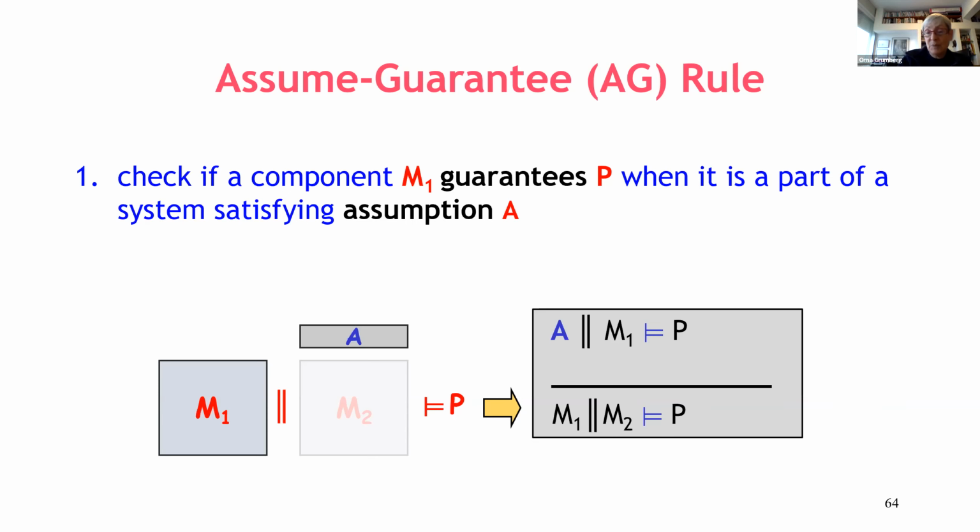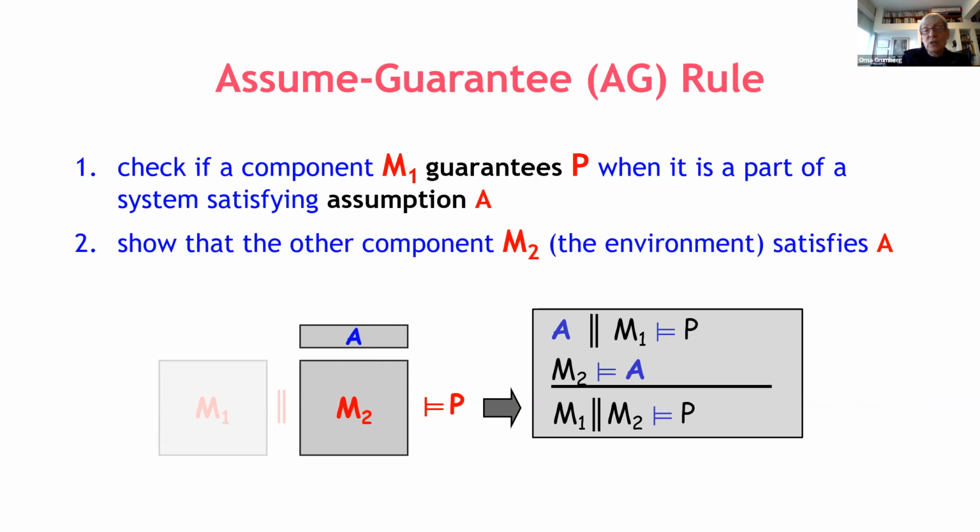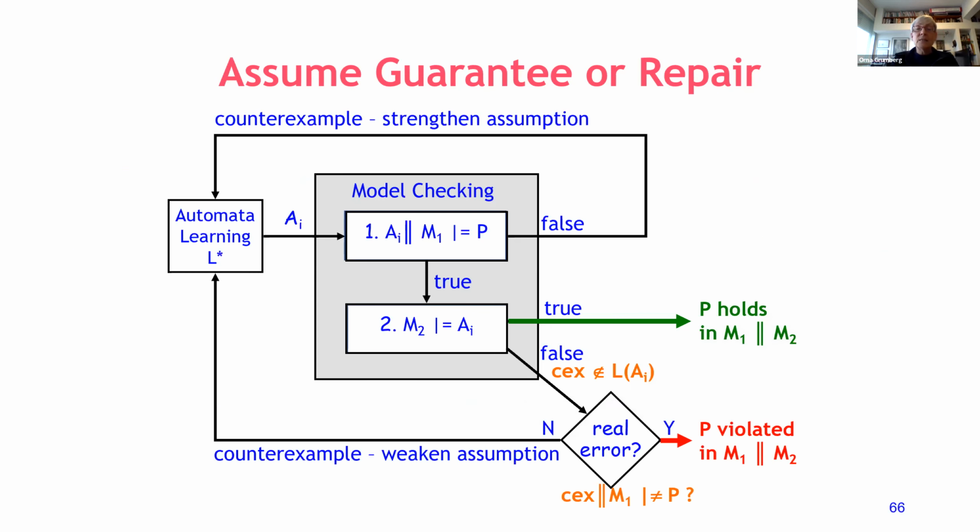Next, we check that this assumption correctly describes M2, that is, whether M2 satisfies A. Here it means that the behaviors of M2 are included in the behaviors of A. If we have these two premises of the rule, then we can conclude that M1 composed with M2 satisfies P. So this is the general rule of using assume guarantee for verification.